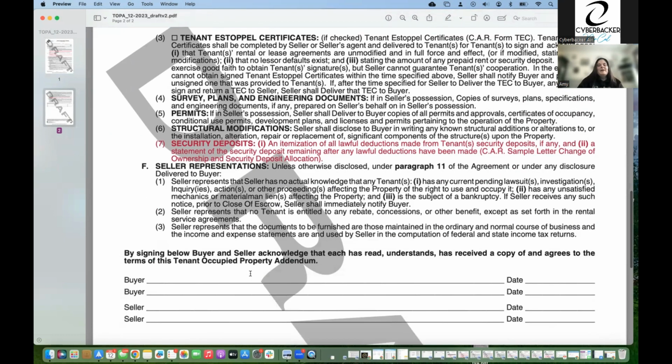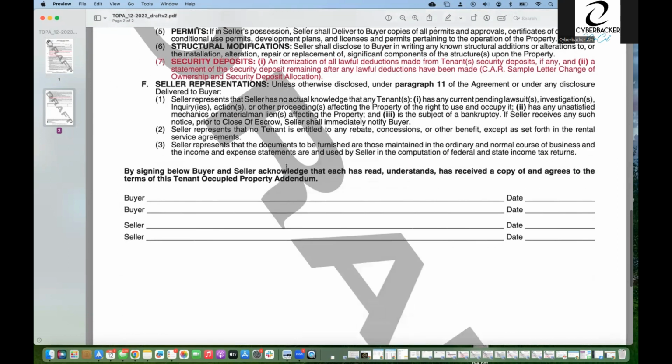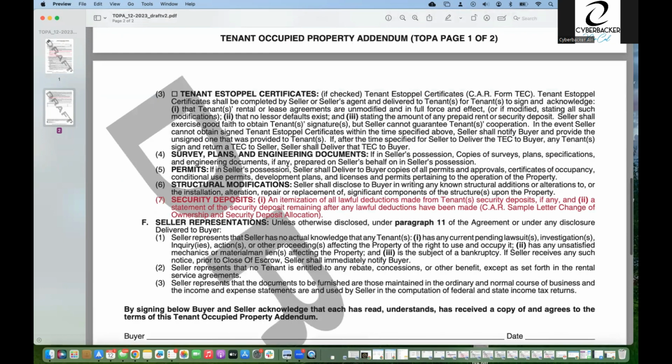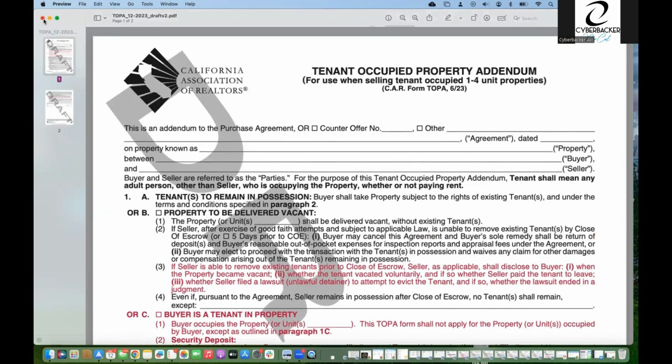We did it at one point, but the change here is just saying that security deposits are going to have an itemized list of any deductions made to those security deposits. And those were the changes to the TOPA form. Again, we use this anytime the seller does not occupy the property.